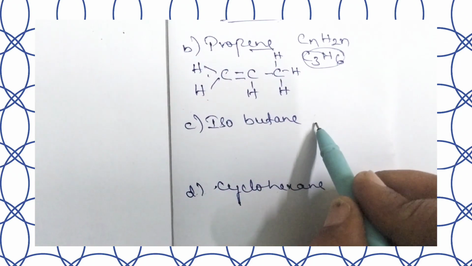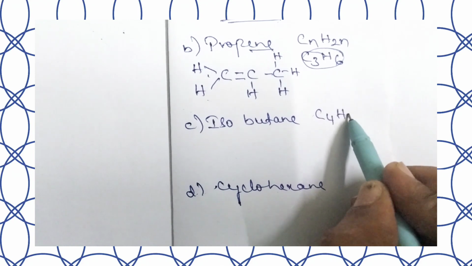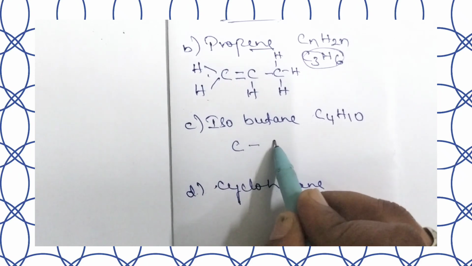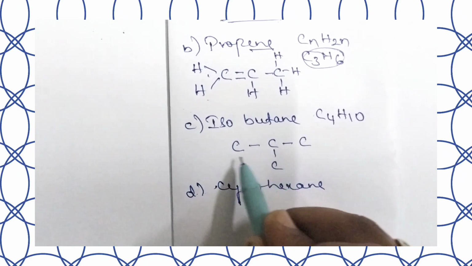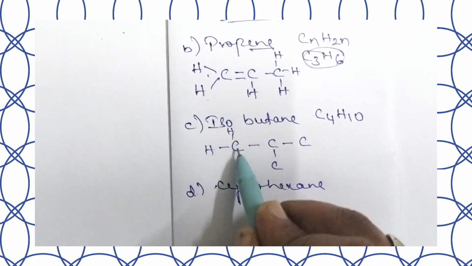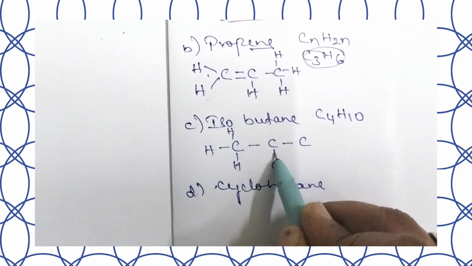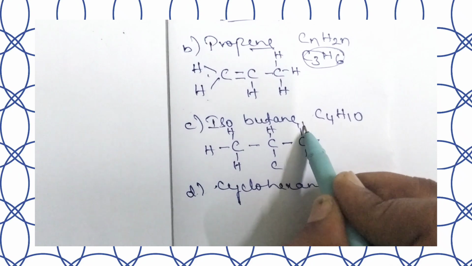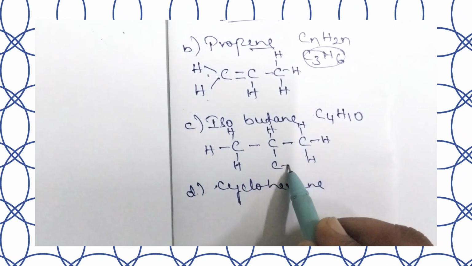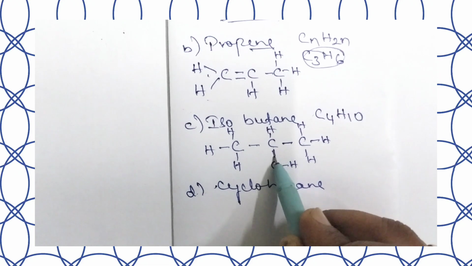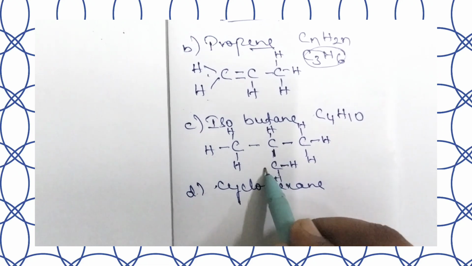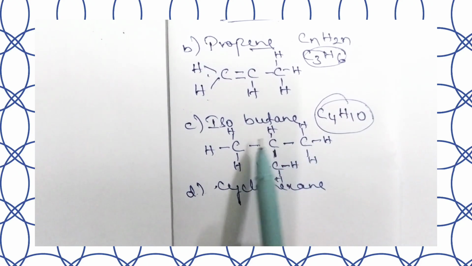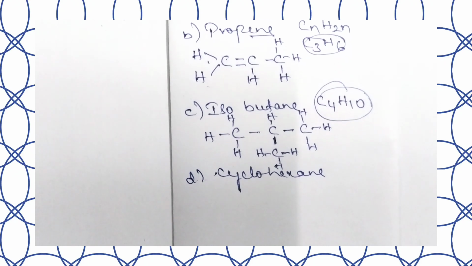Then coming to isobutane. Butane means C4H10. Since it is iso, we have to write the branched chain: 1, 2, 3. Here is one branch, so for this one you make it tetravalent. For this carbon, 1, 2, 3, only 1 hydrogen. For this one, 1, 2, 3, 4, so 4 hydrogen. Then for this carbon, sorry, 3, because 1 is already there. 1, 2, 3, 4. So this is the molecular formula and this is the structural formula. For isobutane we have to write the branched chain.